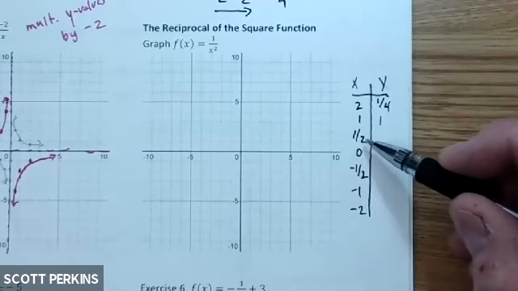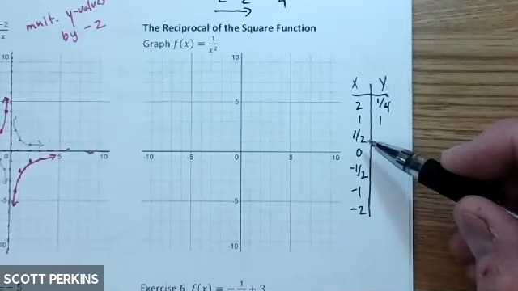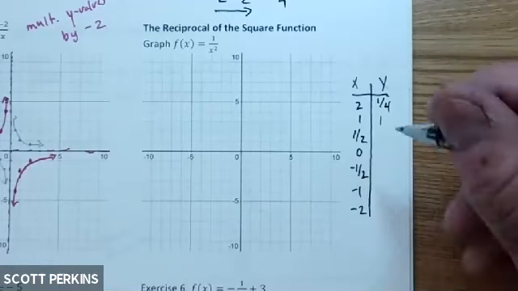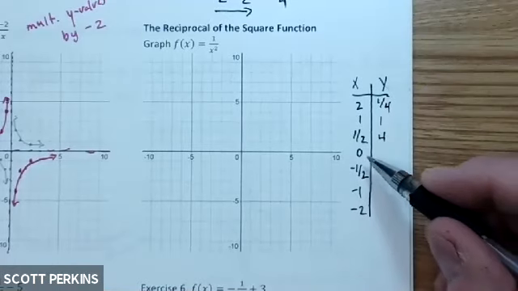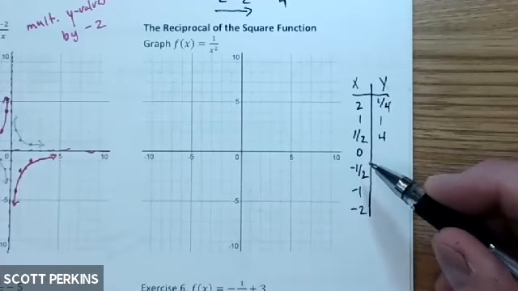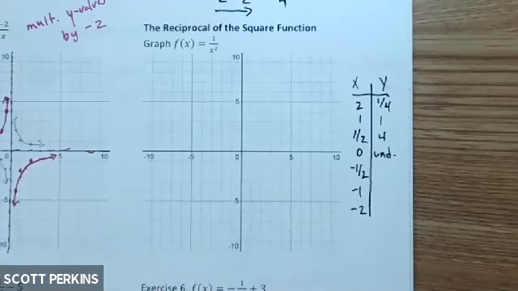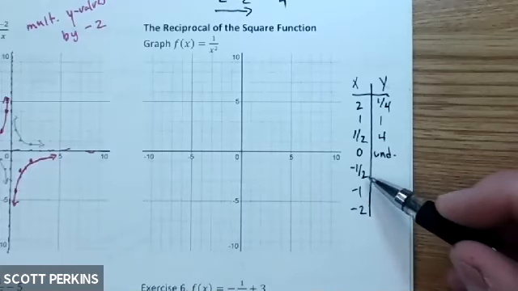A half, what's the reciprocal of a half? 2 over 1, and then you square that, and you get 4. Great. 0, what's the reciprocal of 0? Yes, thank you. Undefined. That's what we saw last time. Again, negative a half. What's the reciprocal of negative a half?